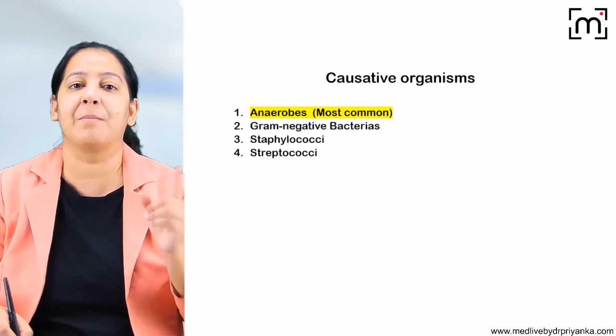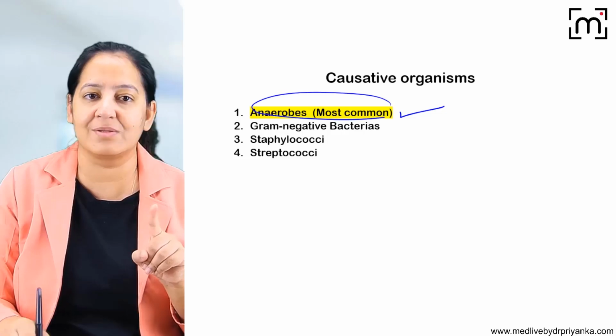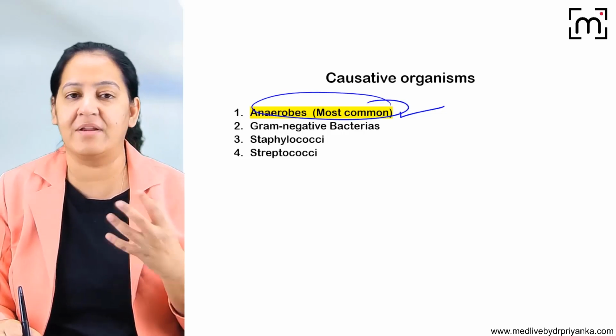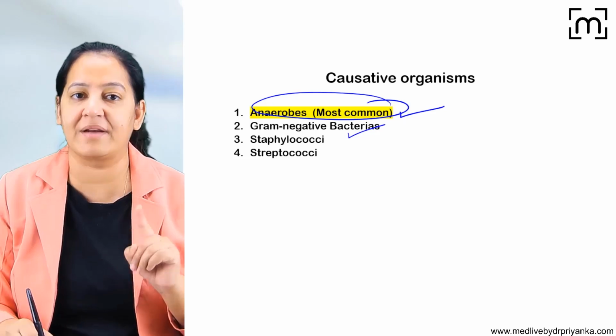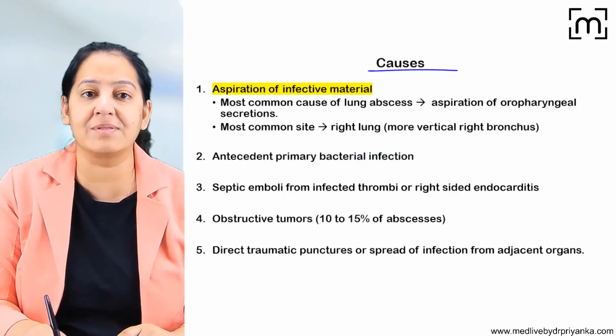Can you name the organism? The most common organism causing lung abscess is anaerobe. So there is an MCQ on this also. The most common organism causing lung abscess is anaerobe, and other bacteria can also cause it, like gram-negative bacteria, staphylococcus, streptococcus. Among the causes, the most important cause is aspiration.